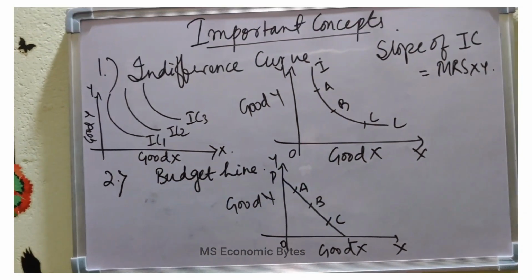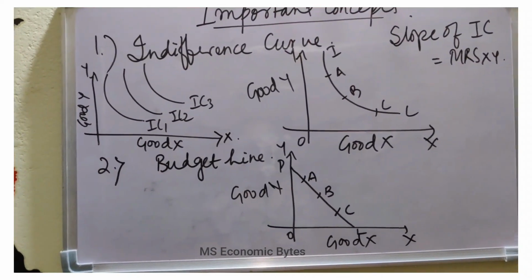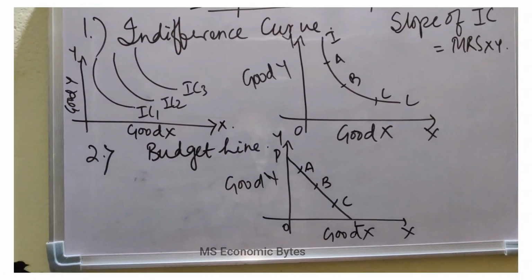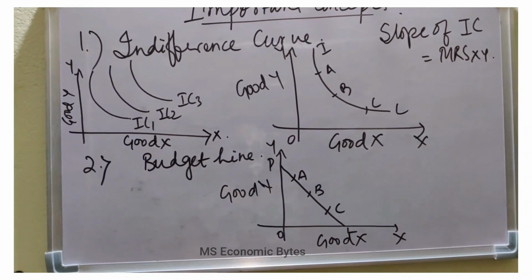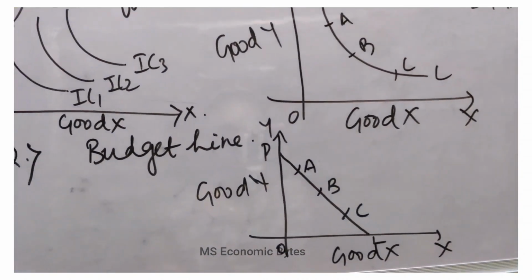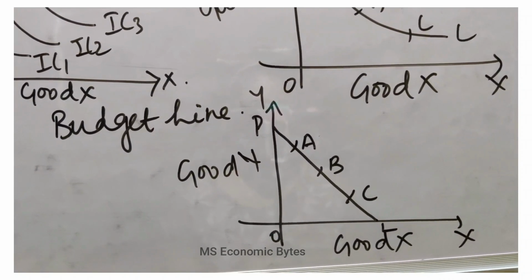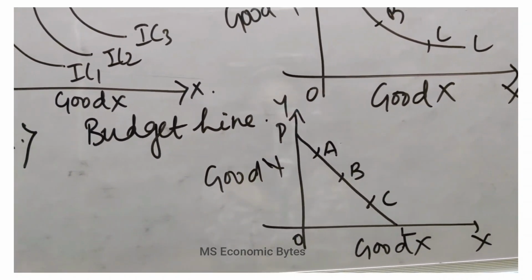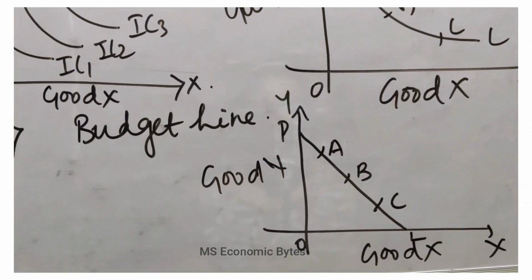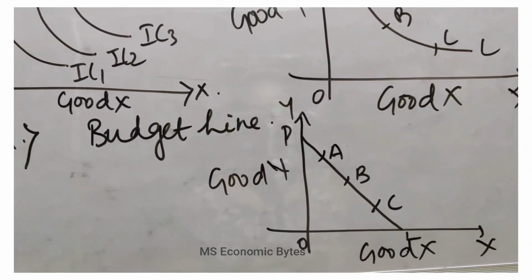The second important concept related to consumers' equilibrium is the budget line. A budget line shows various combinations of two goods that cost equal to the consumer. As you can see, the OX axis represents good X and the OY axis represents good Y. PL is the budget line. A, B, C are various points on the budget line that cost the same.